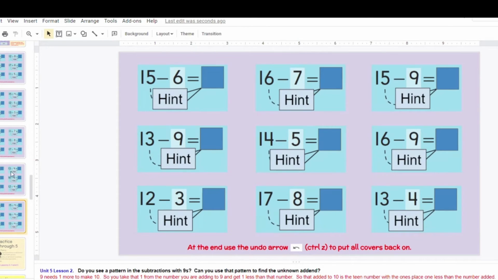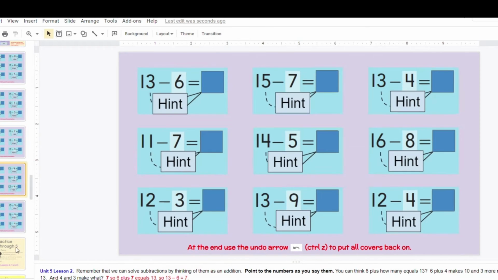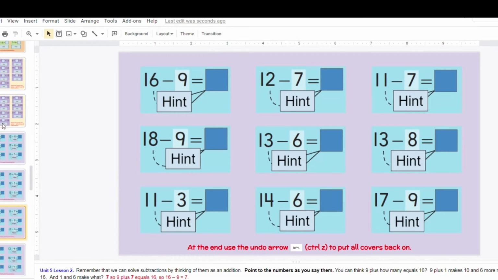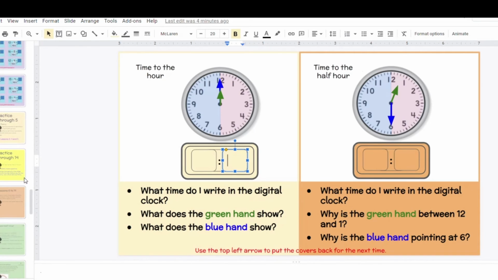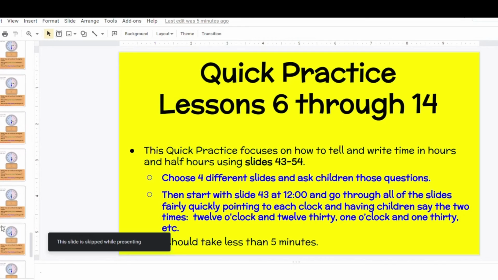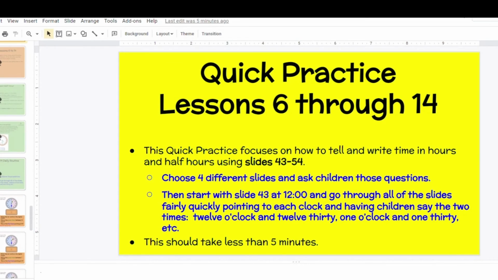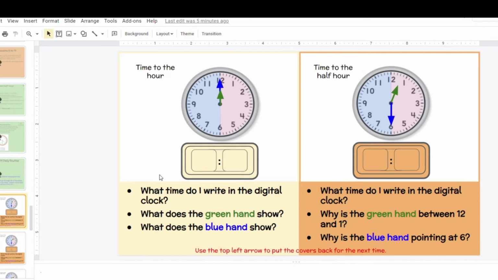So you can choose the slide decks that are maybe most troublesome for students. You could choose to stay in all one color for a day and really practice multiple within one day. You can choose one color slide from each type of fact. All right, as we get through lessons 6 through 14, we now have clocks. So you're going to try to get through as many of the clocks as you can each day in that 5-minute time period.